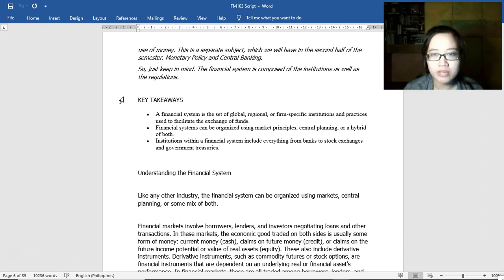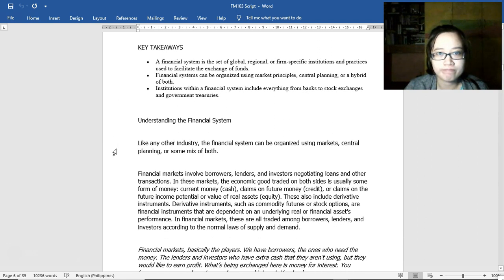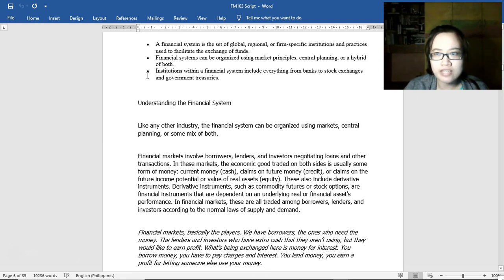Basically it's being regulated by the Bangko Sentral, so there's central planning. And then of course we have the concept of supply and demand, and the monetary policy, those are market principles. Institutions within a financial system include everything from banks to stock exchanges and government treasuries. Basically, these institutions, we'll be discussing them later on, both banks and non-banks.